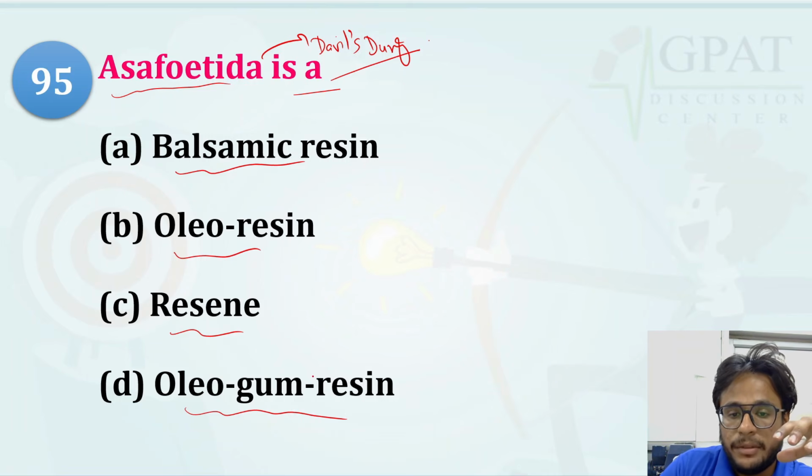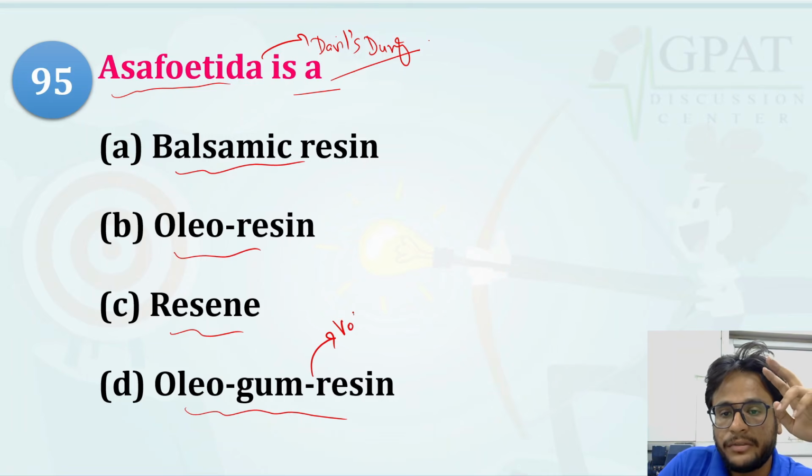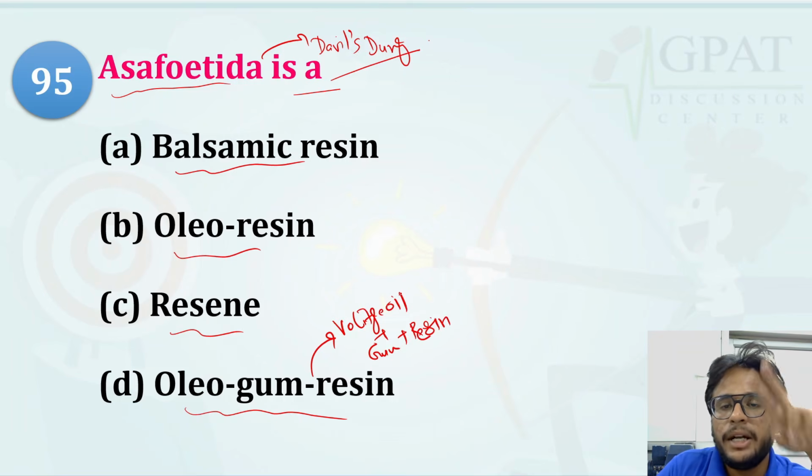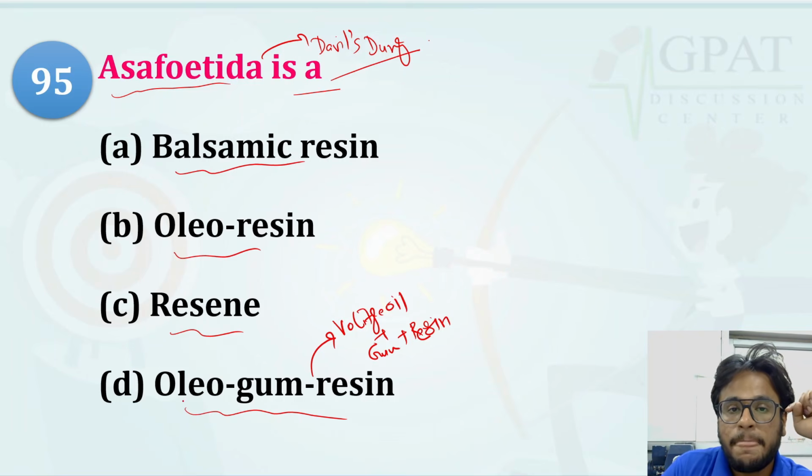The oleogum resin will mainly contain three components in it. First is volatile oil, the second is gum, as the name indicates, and third is resin. But the gum resin will mainly contain two components in it. First is the gum and second is the resin. The example that will mainly contain the gum resin, and asafoetida is an example of oleogum resin. So D option is going to be the correct one.